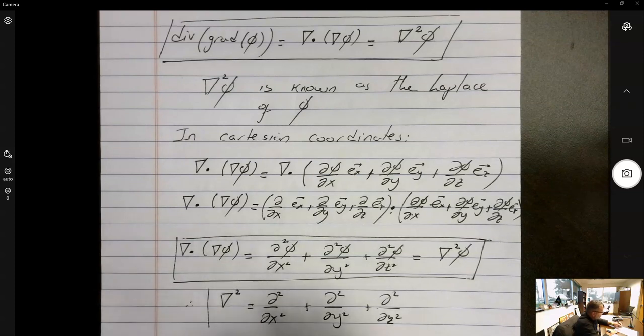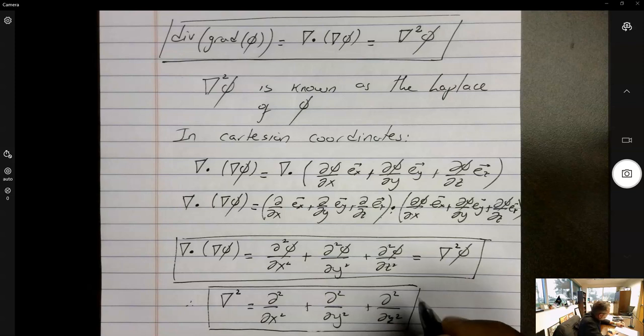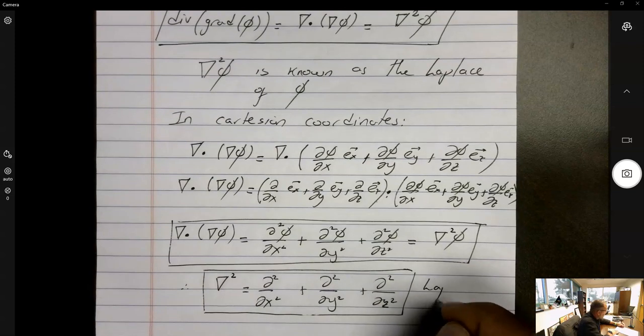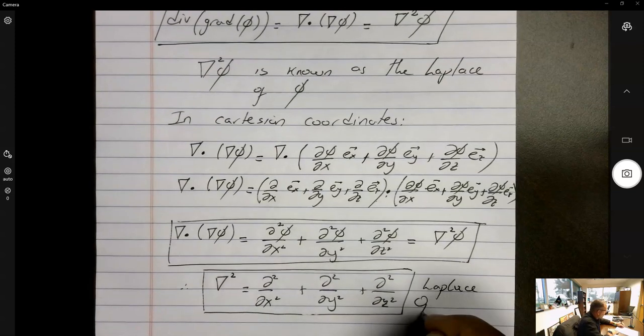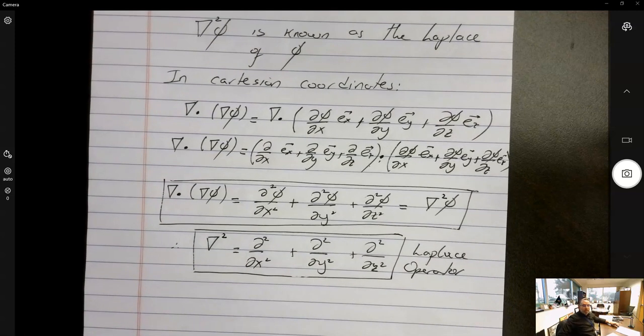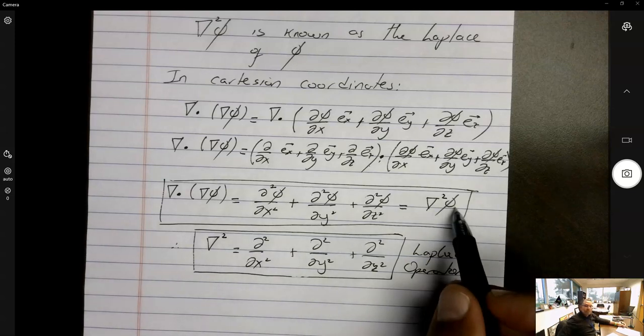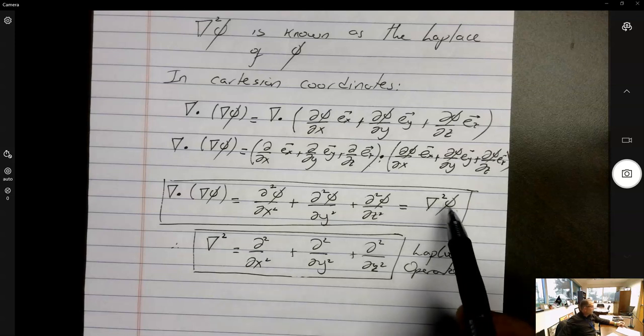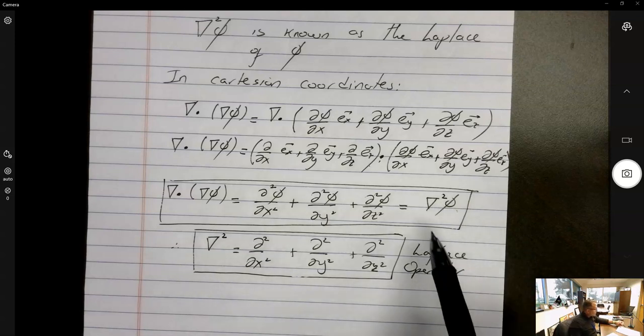And that is because it is the divergence of the gradient. And this right here is the Laplace operator. Again, not to be confused with the Laplace transform. This was the basis of the entire gravitational potential thing, where phi is a gravitational potential, and phi obeyed the Laplace equation, which is the Laplace of phi equals 0.